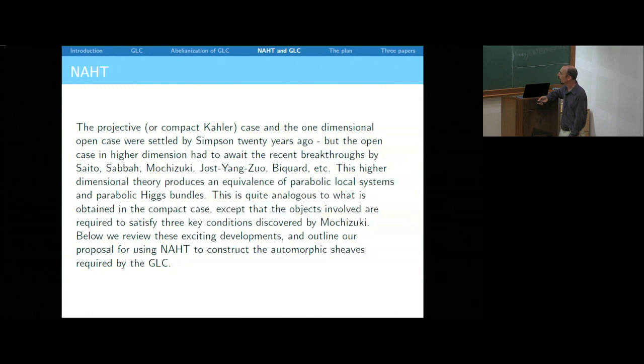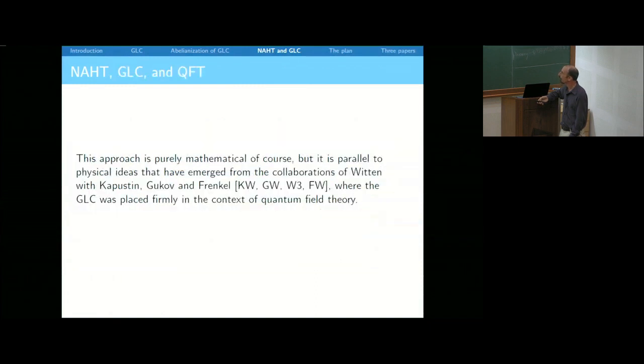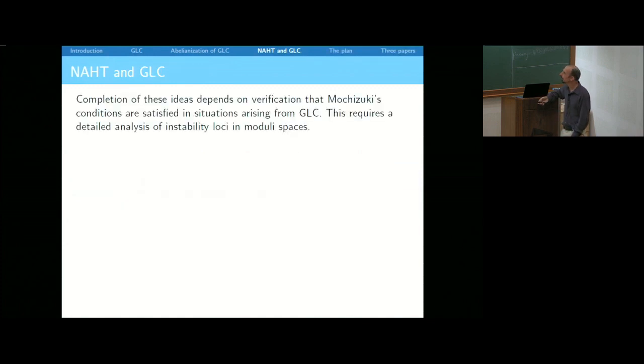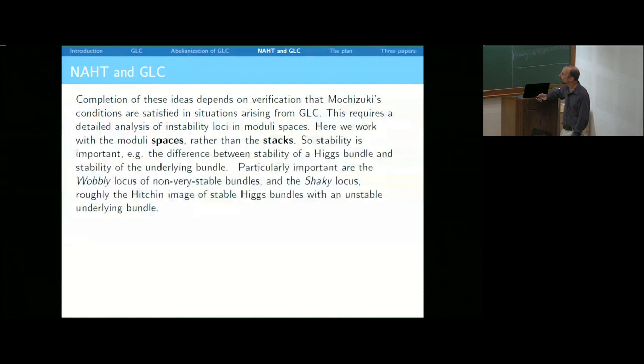And then I want to outline how we're proposing to use those to construct automorphic sheaves as predicted by geometric Langlands. And since this is a physics/math conference, I should mention that at least some of the inspiration for this comes from the work of Witten with Kapustin and with his other collaborators, where this hyperkähler rotation occurs in a slightly different context, but can be related to this. So I'll do this next time. So thank you.